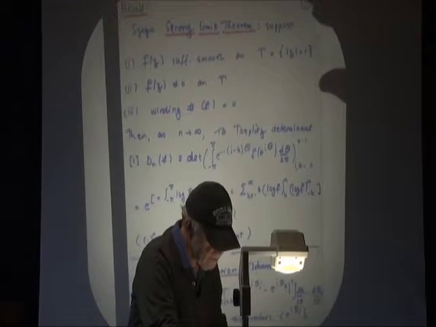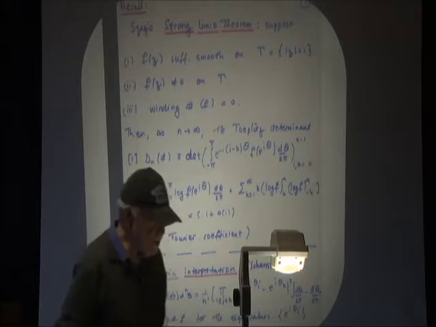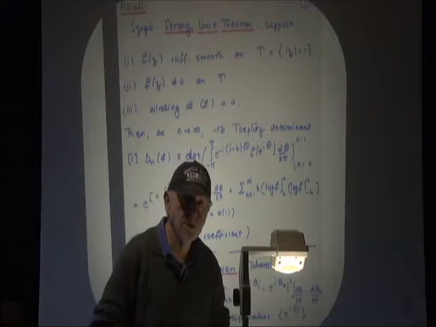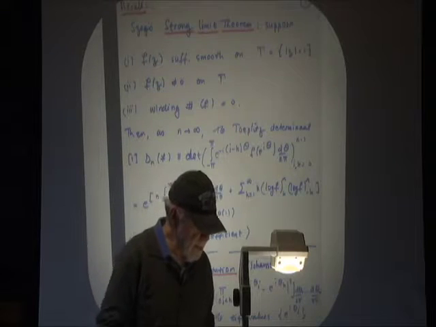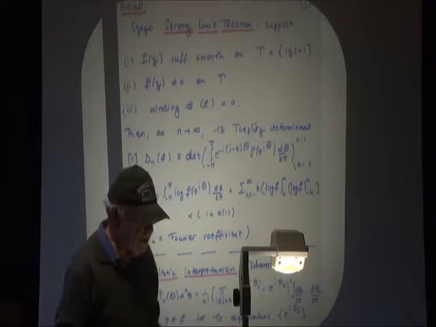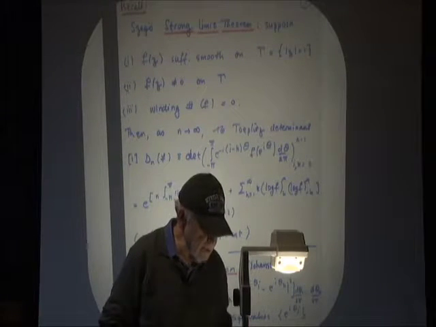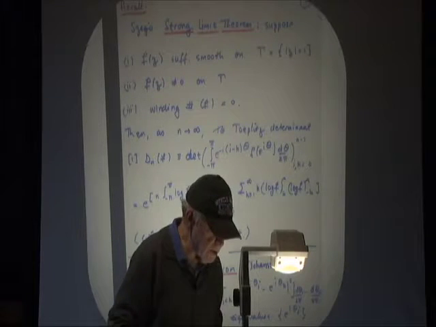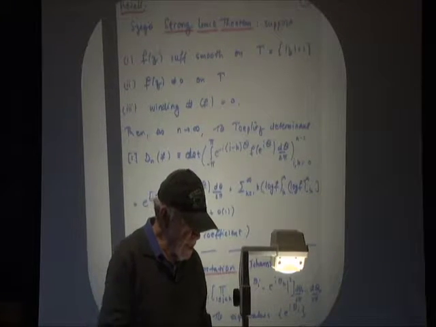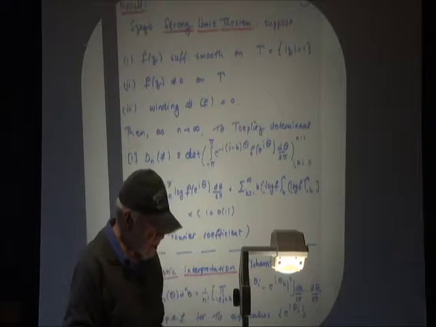So let me recall. I'll spend a couple of minutes recalling what I did yesterday. Here's the strong Szegő limit theorem, or SSLT. We've got a function which is sufficiently smooth on the circle, non-zero, with winding number zero.